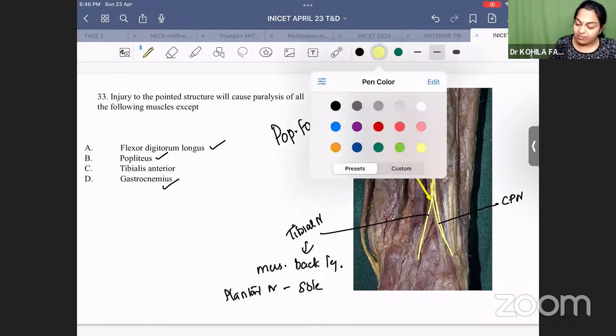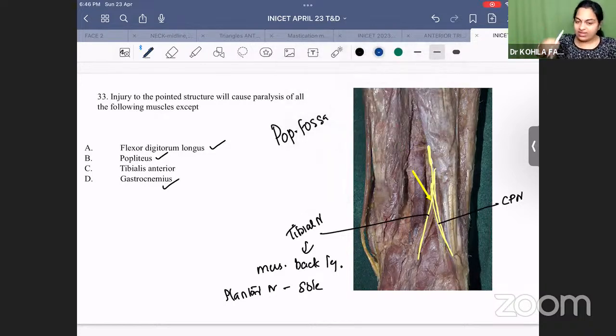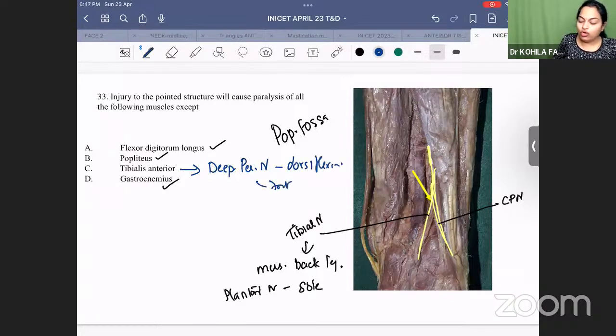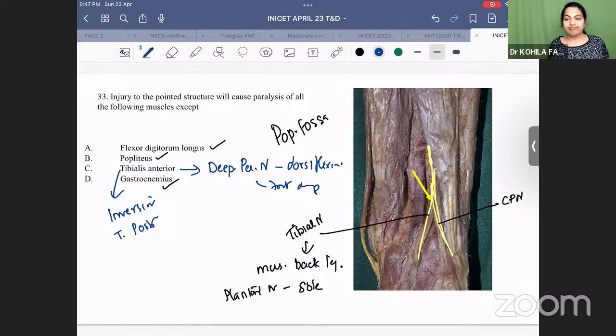Tibialis anterior is a muscle in the anterior compartment of the leg. The nerve of the anterior compartment of the leg is the deep peroneal nerve, which causes dorsiflexion. Its injury will lead to foot drop. Another action of tibialis anterior is inversion, along with tibialis posterior. So much information is here.